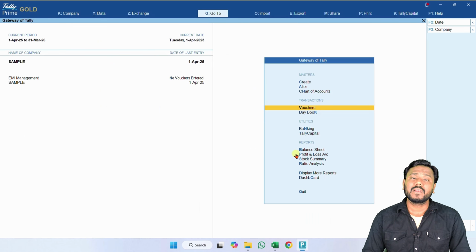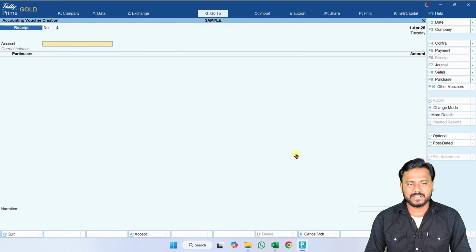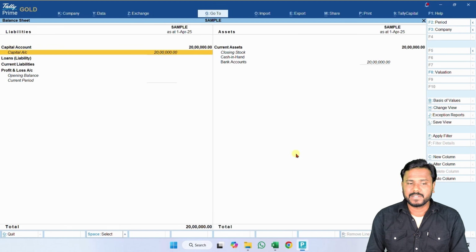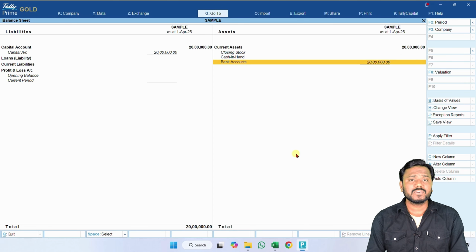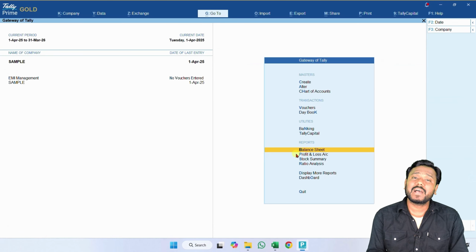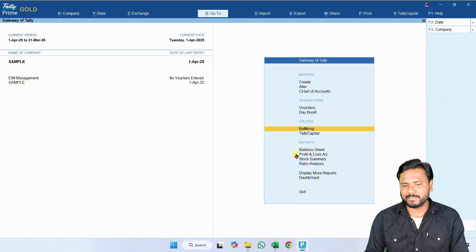First, I record the loan receipt transaction. So go to voucher receipt, and before that, check the balance sheet. Capital available is 20 lakhs, and the money available in the bank is also 20 lakhs. Still, we have acquired another loan of 10 lakhs from Bajaj Finance.